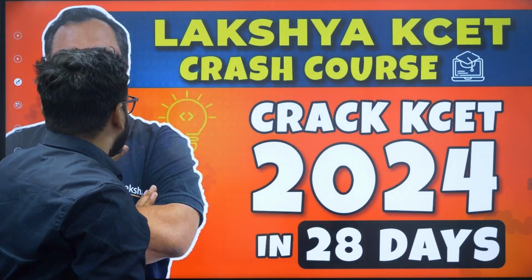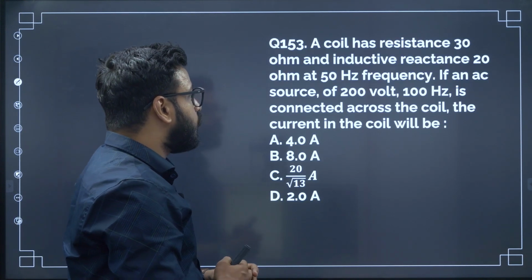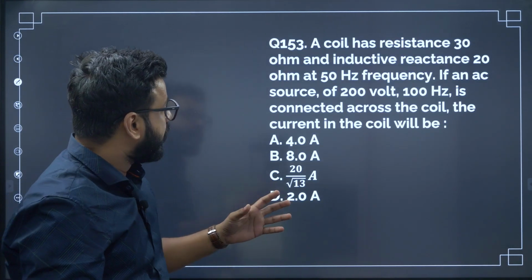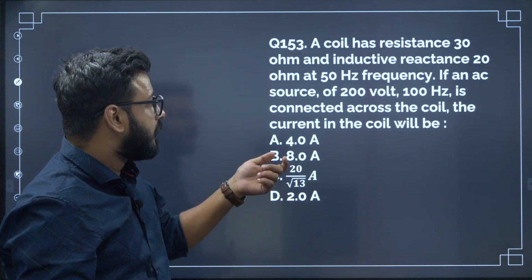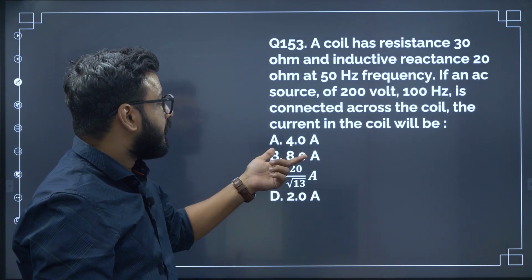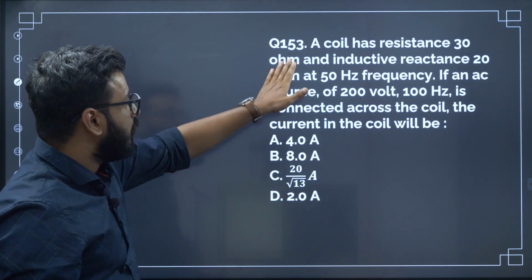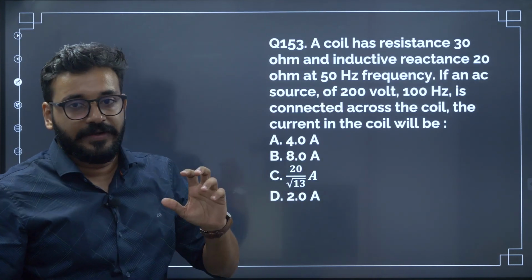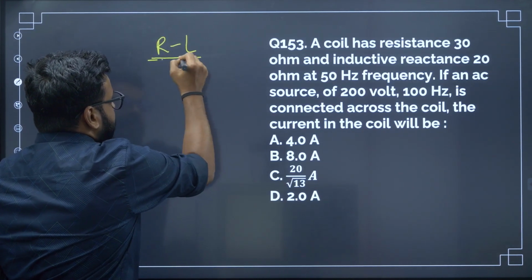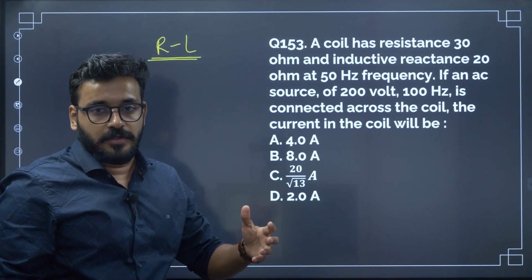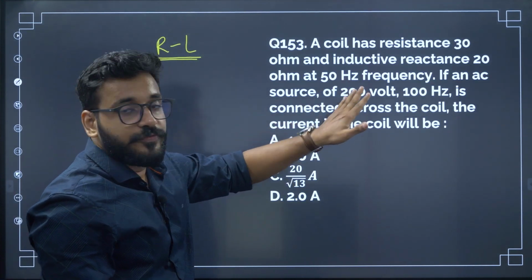All right, fine. So let us look at the next question. A coil has resistance 30 ohms and inductive reactance 20 ohm at 50 hertz frequency. If an AC source of 200 volt 100 hertz is connected across the coil, the current in the coil would be. So they're asking what is the current in the coil. First of all, there is a resistance and there is an inductive reactance. So this is an RL circuit. You have to identify the circuit first. In any AC circuit, identify the circuit. It's an RL circuit. Now the thing is, there is a reactance at 50 hertz.